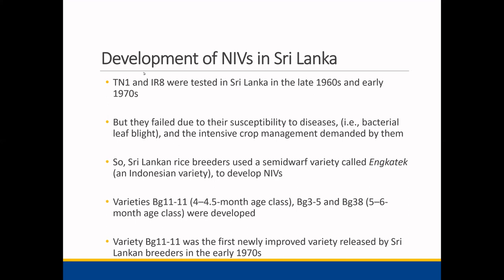These two varieties were not resistant to bacterial leaf blight, abbreviated as BLB. They also required intensive crop management. Our farmers were not very familiar with intensive crop management earlier. Now they are familiar, but earlier it was new to them. Because of those reasons, TN1 and IR8 were introduced to Sri Lanka and tested in many locations, but they were not performing well.